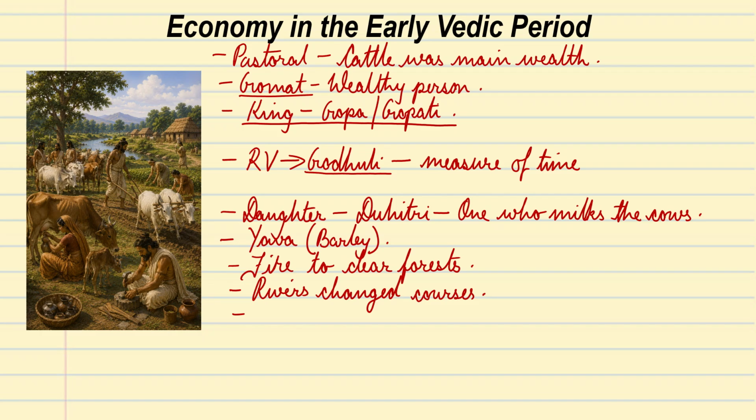So, what do we know from the economy of early Vedic period? That it revolved around pastoral economy and cattle was the main source of wealth. People today sometimes laugh at these words Gopa, Gopati, Gomat, Duhitri, Godhuli, and laugh at why so much attention has been paid to cows and why Indians today are so much obsessed with cows. But cow is an animal whose skin is also important, whose dung is also important.